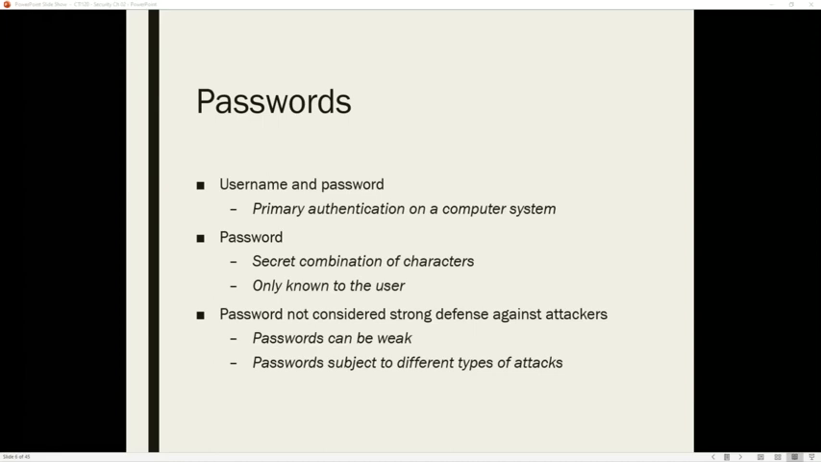So, your username, you type it in. If somebody sees your username, that's not as big of a concern, but if somebody knows both your username and your password, that's much more of a concern. The password is a secret combination of characters that is supposed to be known only to the user. I will say that passwords are a little bit difficult to maintain complexity as well as maintaining privacy. So they're not really considered to be strong defense against attackers.